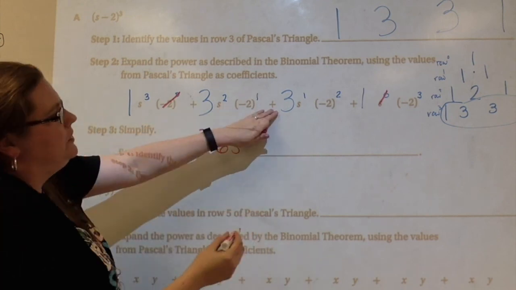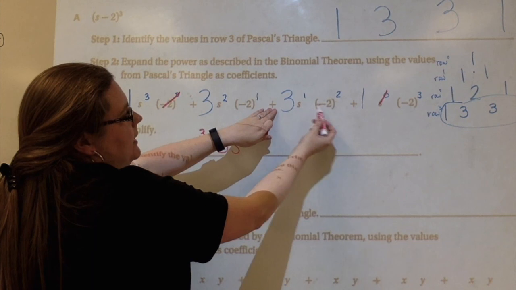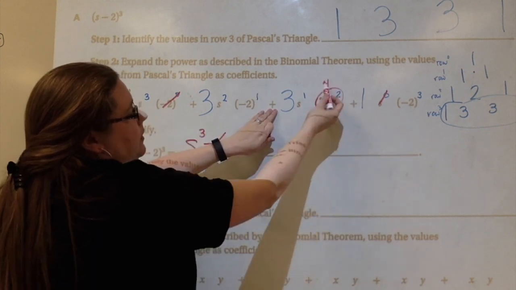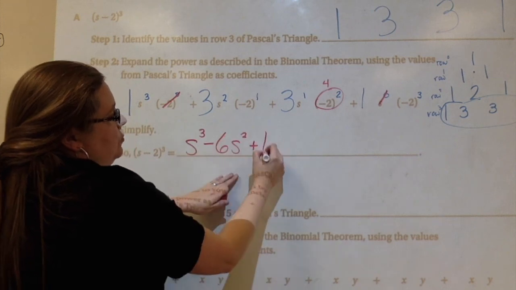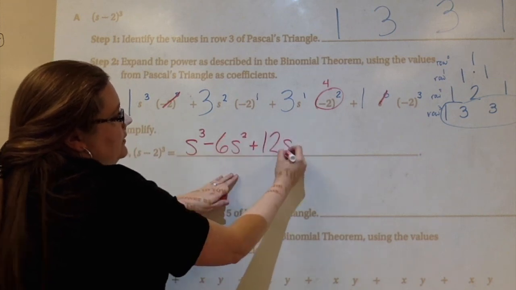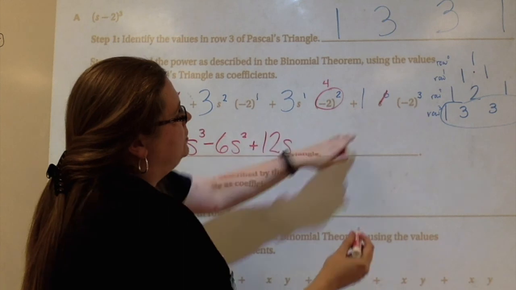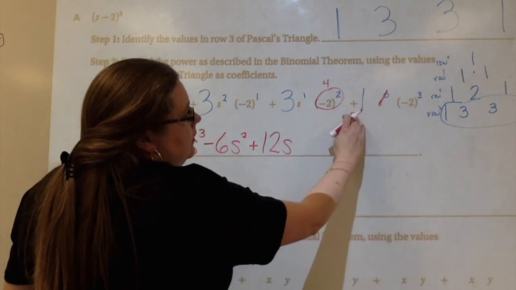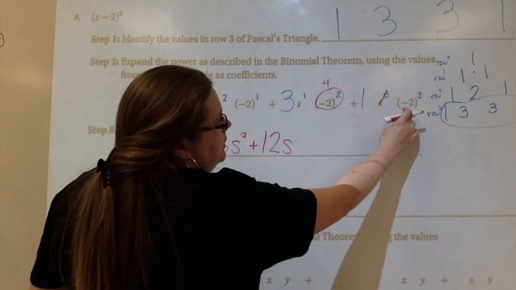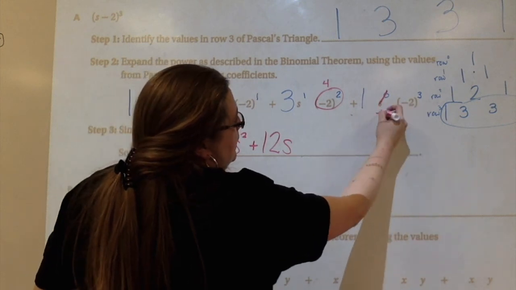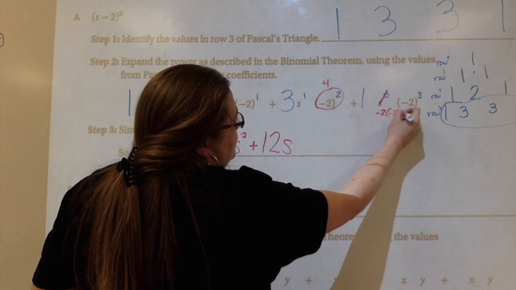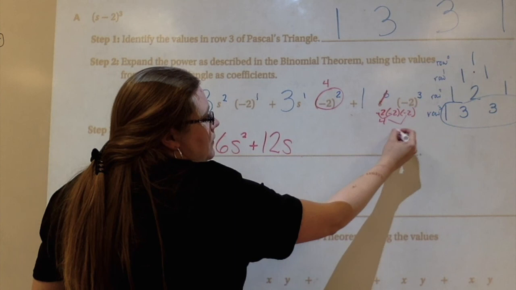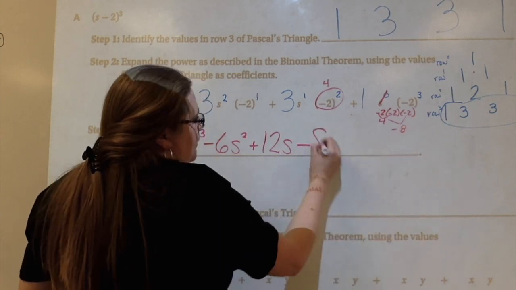Okay, now for this term, we have 3 times s times negative 2 squared. Negative 2 squared is a positive 4. 4 times 3 is 12. And we have an s. And for our last term, we don't need to write the 1. And this is a 1 also, so all we need is negative 2 cubed. Negative 2 times negative 2 times negative 2. Negative 2 times negative 2 is 4, times negative 2 is negative 8. So we're ending with negative 8.